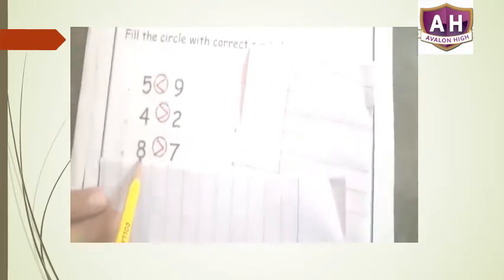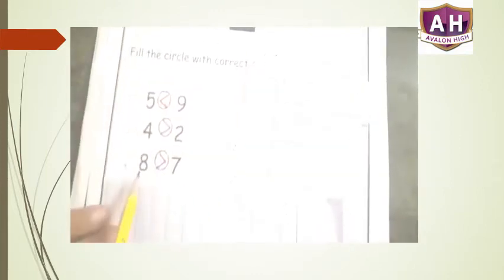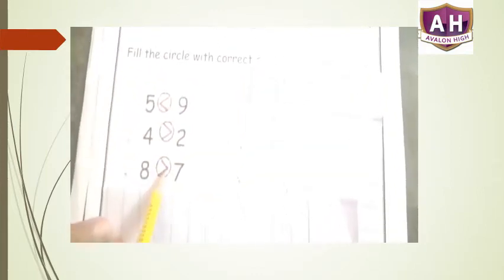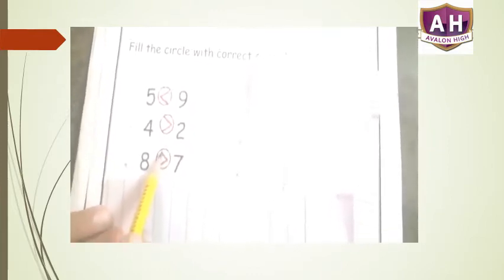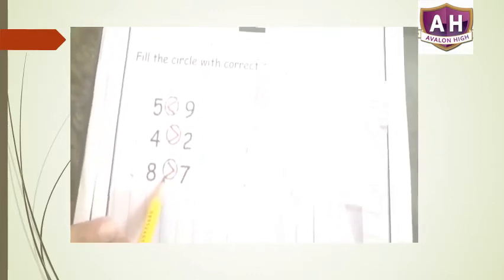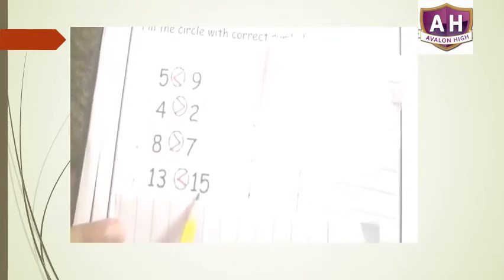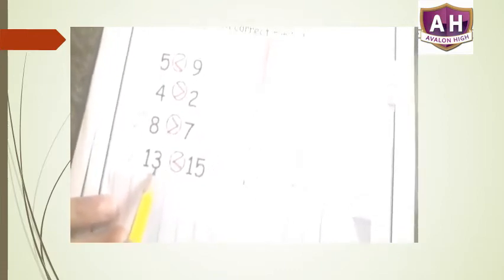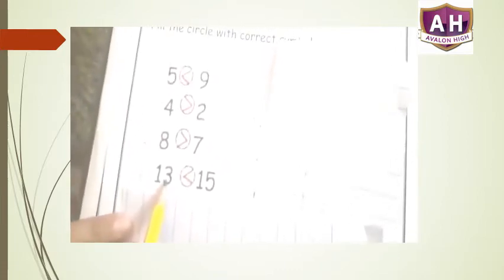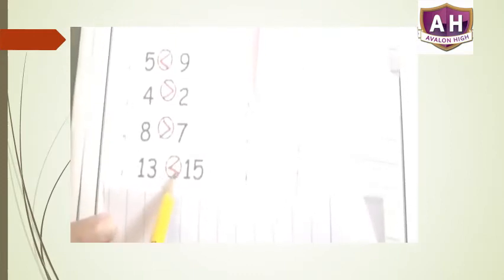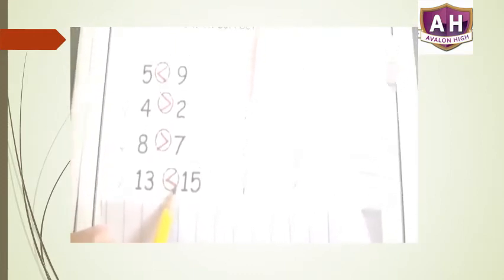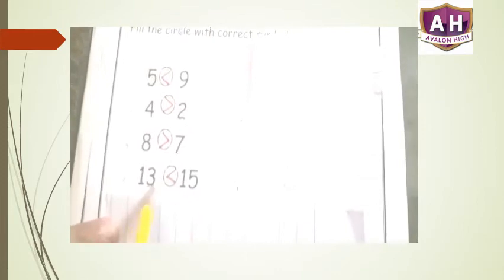Let's compare 8 and 7. As we all know, 8 is greater than 7. So the crocodile's mouth opens towards the left side. The other question is 13 and 15. We have to compare them. Now, as we all know, 13 is smaller or less than 15. So the crocodile's mouth will open towards the right side. So we can say that 13 is less than 15.